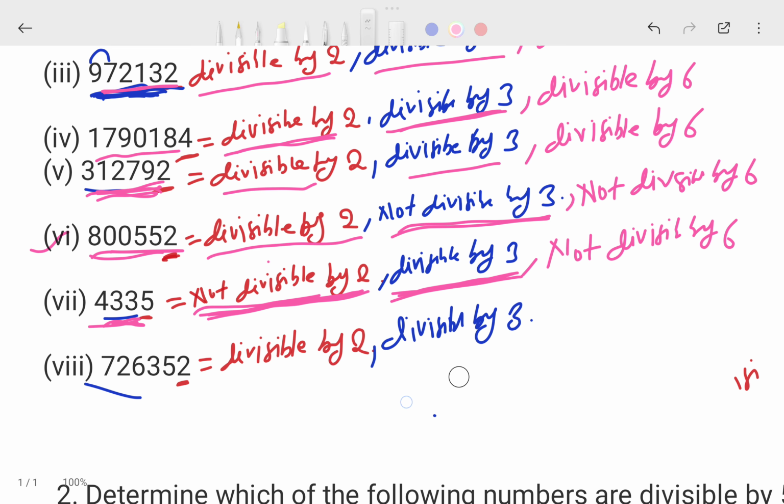Okay, now let's do the last one. So here if you want to check whether this is divisible by 6 or not, you have to check whether it divides by 2 and 3. So it is divisible by 2 also, it is divisible by 3 also, it means that this is divisible.